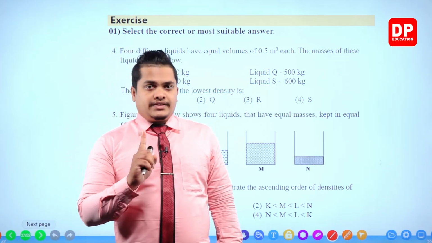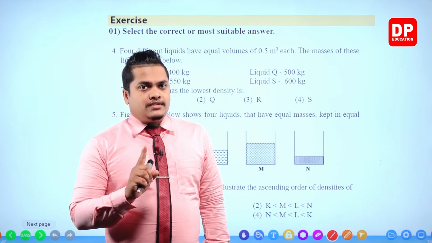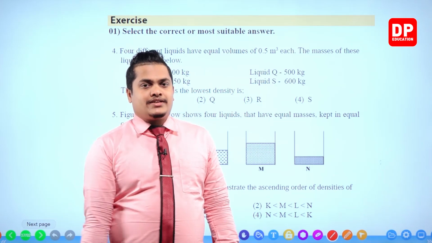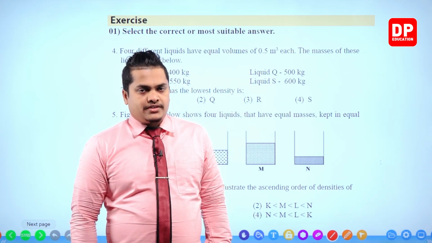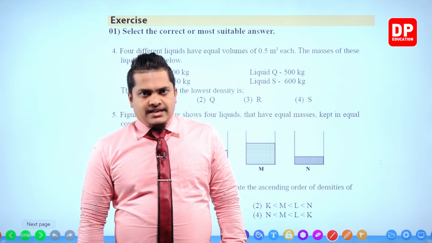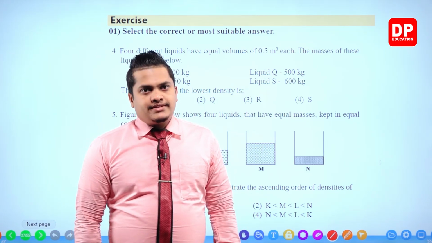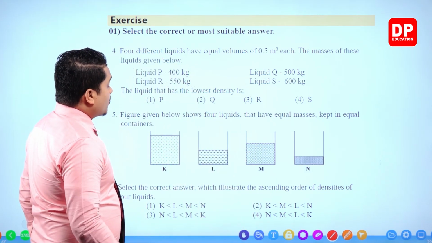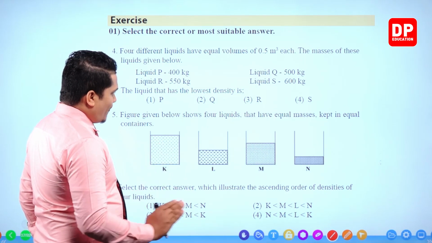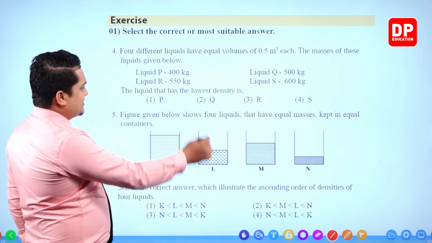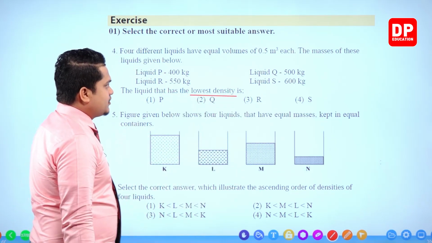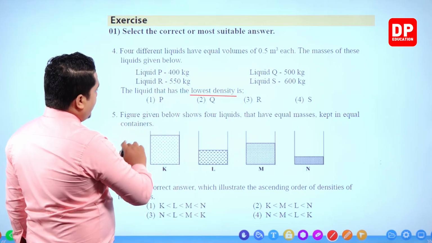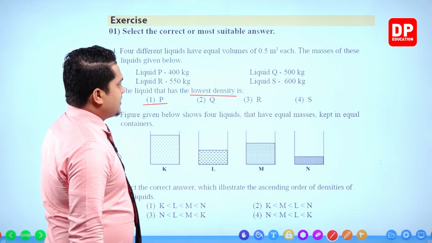Now I think you could remember in the second question, I told you that density and mass are directly proportional, or directly connected to each other. When increasing the density, the mass also increases. When decreasing the density, mass also decreases. So go for the answer that has the lowest mass, because it is asking about the lowest density. So the lowest mass is 400, right? So the answer would be P.